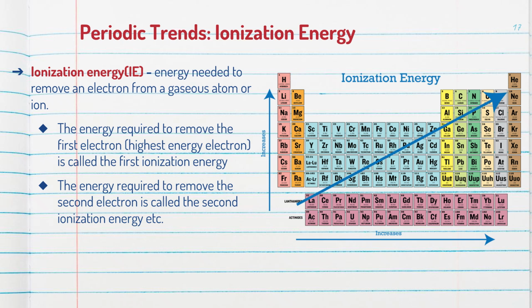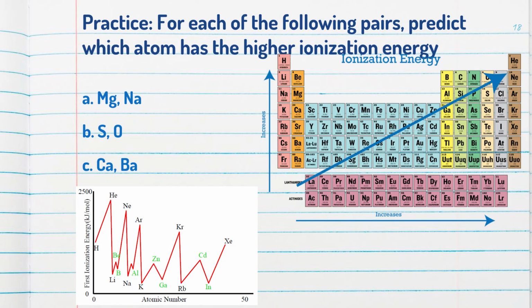We can also look at ionization energy. This is the energy needed to remove an electron from a gaseous atom or an ion. The energy required to remove the first, highest energy electron is called the first ionization energy, and the energy required to remove the second electron is called the second ionization energy. Ionization energy increases as we go from the bottom of the periodic table up, and as we go across our periods. So our lowest ionization energy is going to be francium, and our highest is going to be helium, neon, and so on.